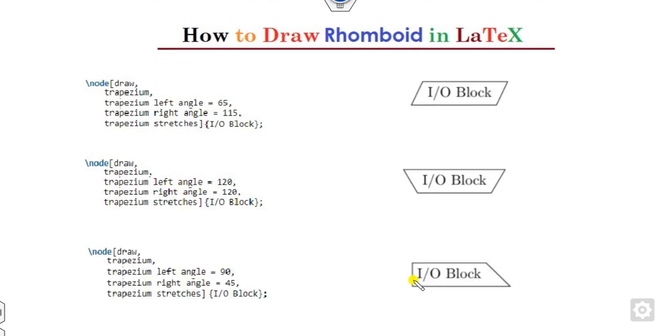Also you can see that the left angle is now 90 degree, and the right angle here is 45 degree. The left angle is my 90 degree. So you can set the commands as here.